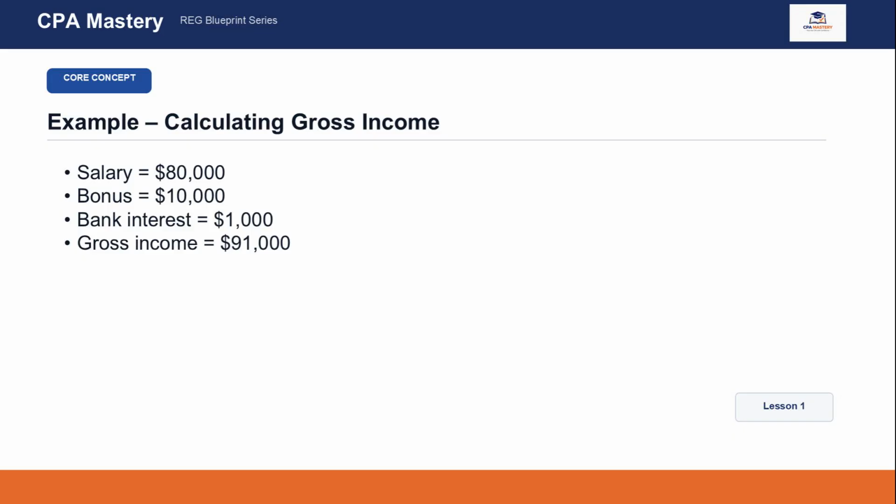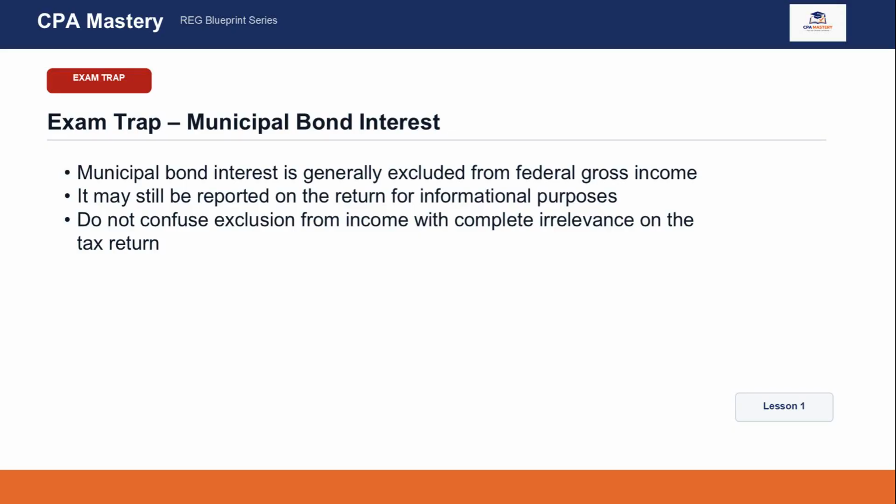The exam often mixes several ordinary income items together and asks you to identify the total amount that belongs in gross income. This is one of the most common reg traps. Municipal bond interest is generally excluded from federal gross income. That means it does not increase federal taxable income in the usual way.